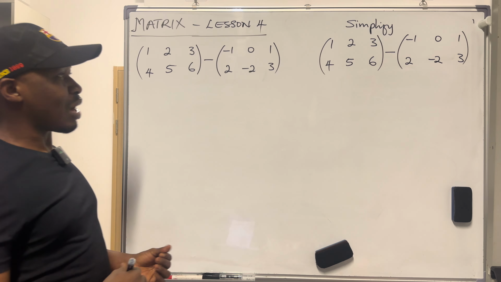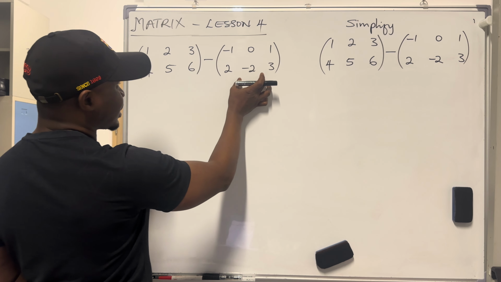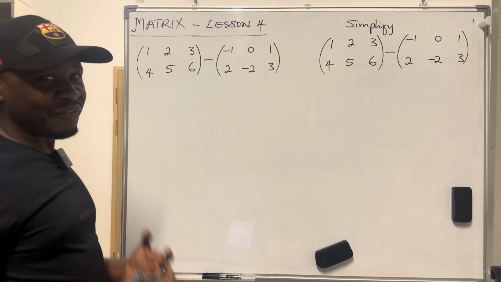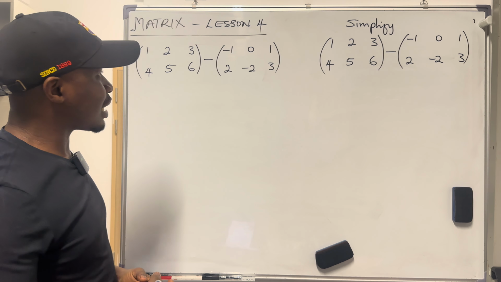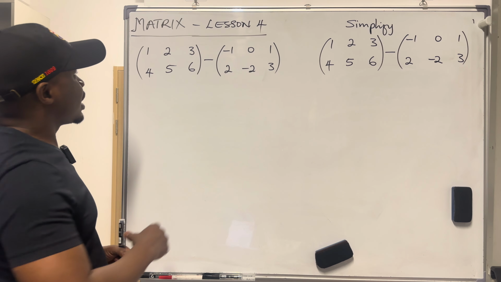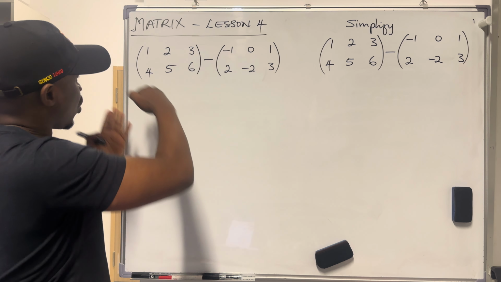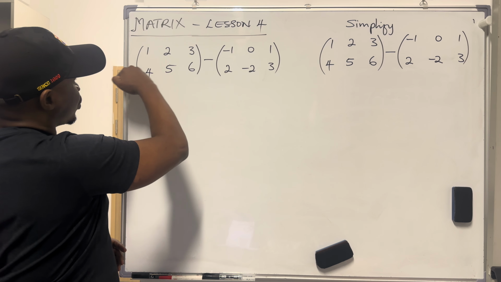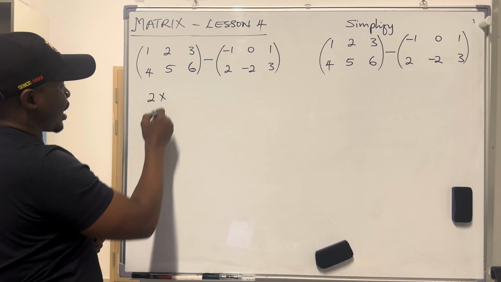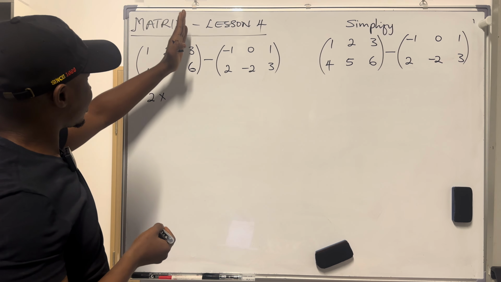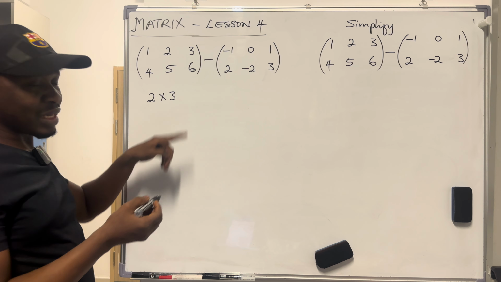Okay, first of all, one thing I want you to acknowledge is that we can only subtract a matrix from another matrix if they are of the same order. From the first video, I explained that the order of a matrix is the number of rows by the number of columns. Rows run horizontally. So 1, 2. There are 2 rows in this matrix. By how many columns? 1, 2, 3. There are 3 columns. So we can say this is a 2 by 3 matrix.